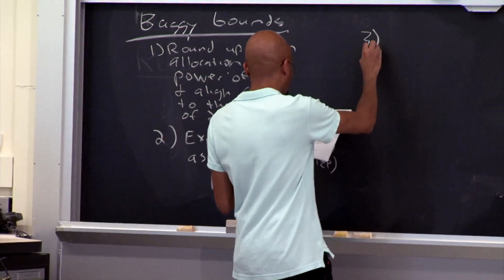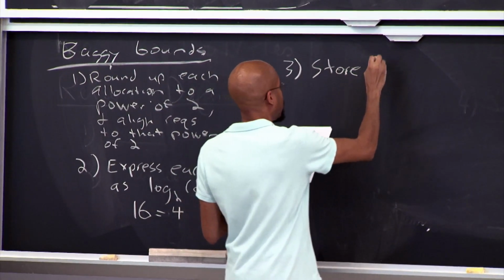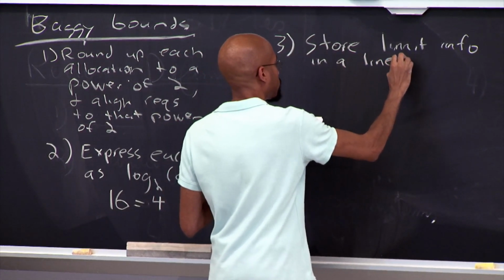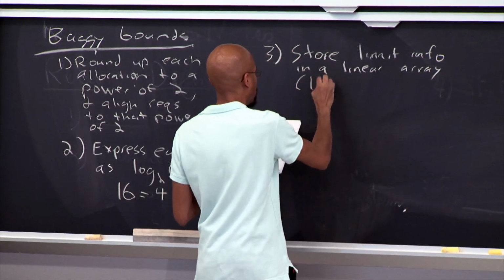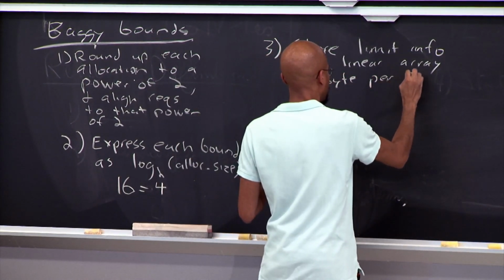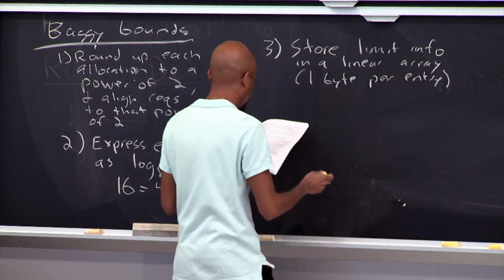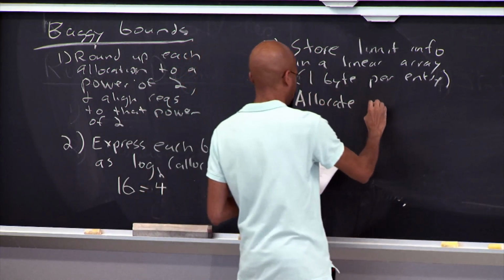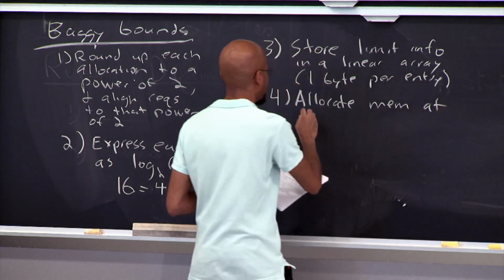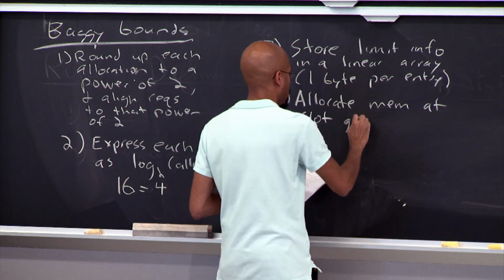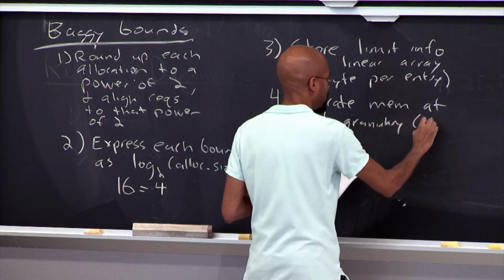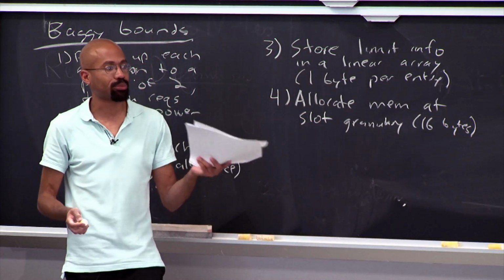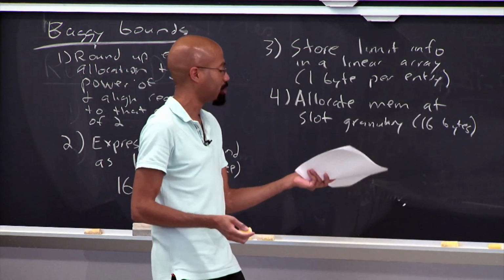And then the third thing that baggy bounds is going to do is store the limit info in a linear array, 1 byte per entry, but we're going to allocate memory at the granularity of a slot, which in the paper they use 16 bytes as the slot width. Now this next thing is one bit that wasn't explicitly said in the paper, which if you don't grasp would make the paper very tricky to understand.